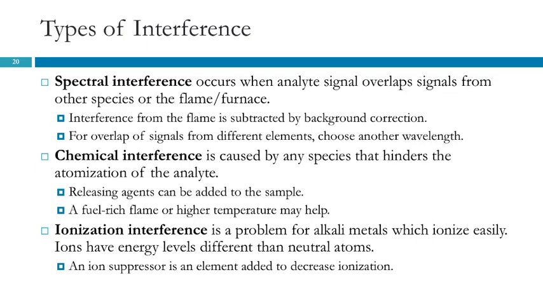Ionization interference is a problem for the alkali metals. They ionize very easily, and so the heat that's atomizing them can also cause them to become ions. Well, ions have different energy levels than atoms, and so they're not going to absorb in the same place, and so you're going to lose signal. So depending on the ion that's giving you problems, you can add an ion suppressor, an element that will decrease the ionization and increase your signal that way. Any questions?